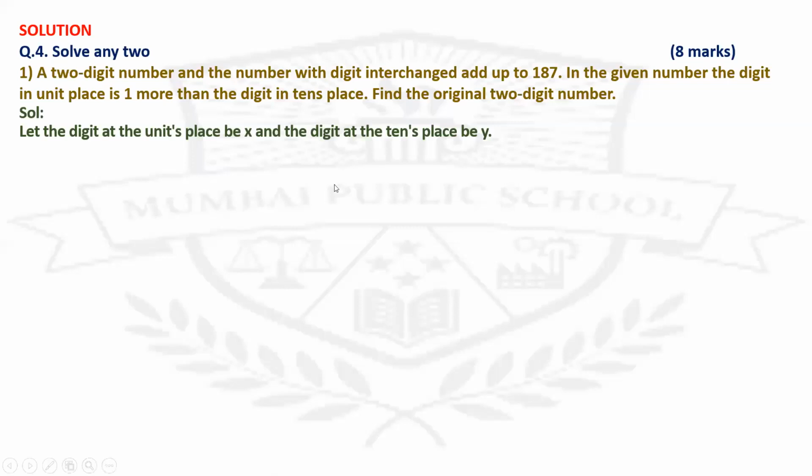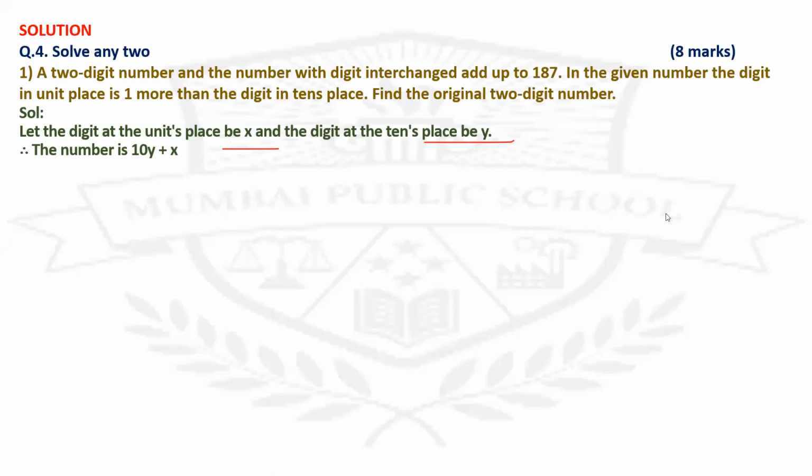Let's check here. It is a 2-digit number, so it is going to have a units place and a tens place. I'm going to assume the digit at the units place as x and the tens place as y. So what is my number? My number is 10y plus x.